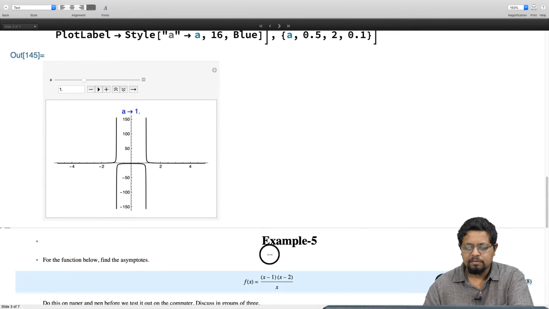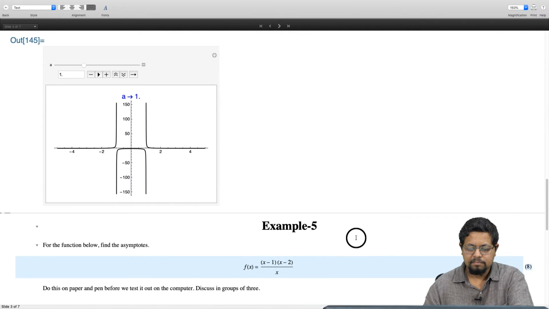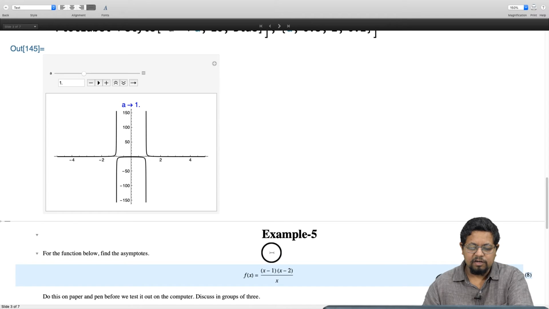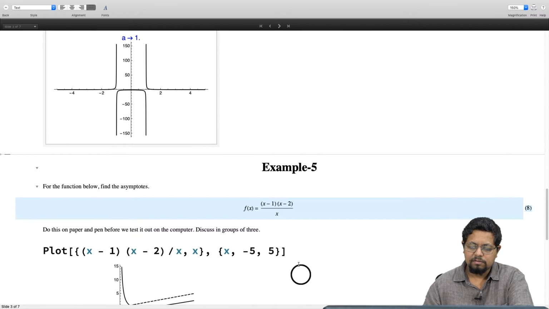Let's go to the next example. Let's take the function f of x equal to x minus 1 times x minus 2 divided by x and find its asymptotes.